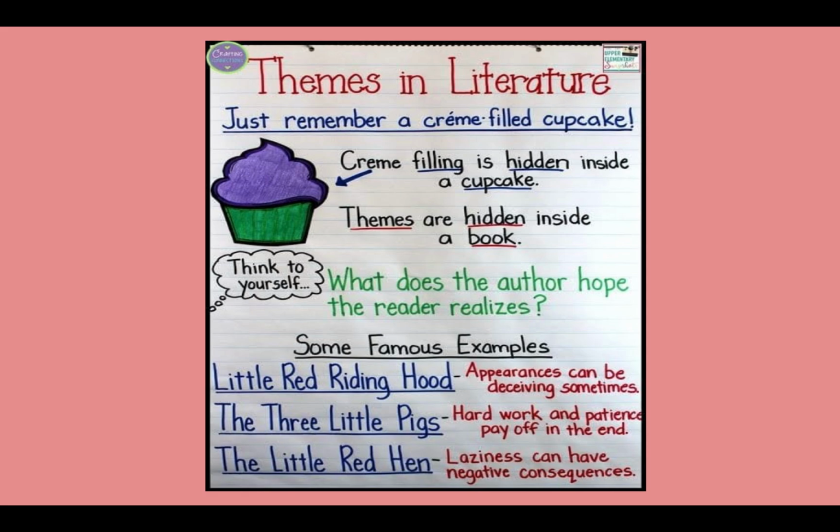Some famous examples. Little Red Riding Hood: appearances can be deceiving sometimes. That's a lesson learned after you read Little Red Riding Hood. The Three Little Pigs: hard work and patience pays off in the end. The Little Red Hen: laziness can have negative consequences. So the theme of a poem or a story is just the underlying message or lesson learned the author wants to teach you.